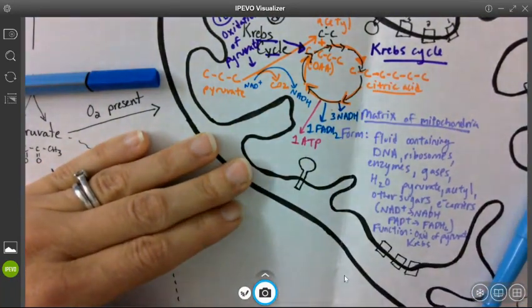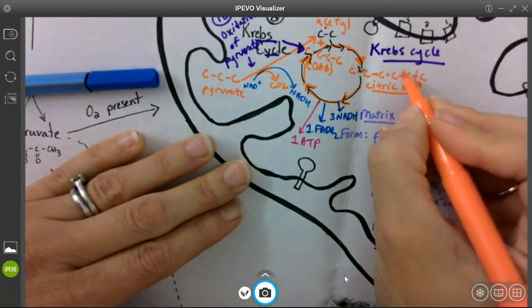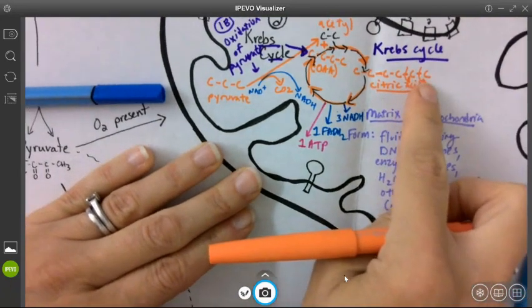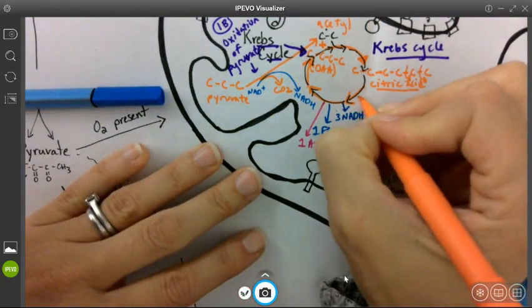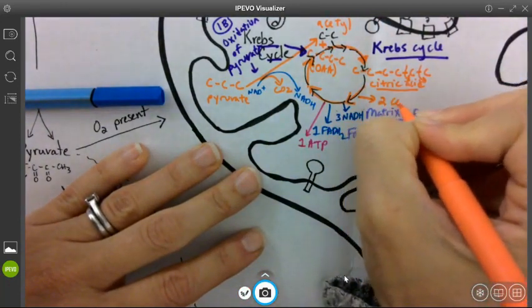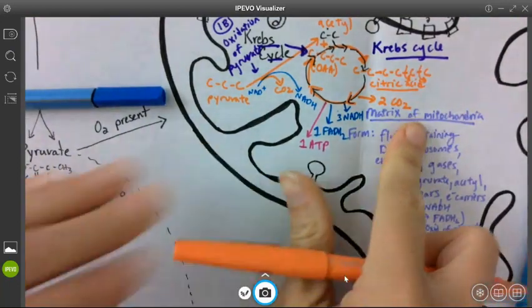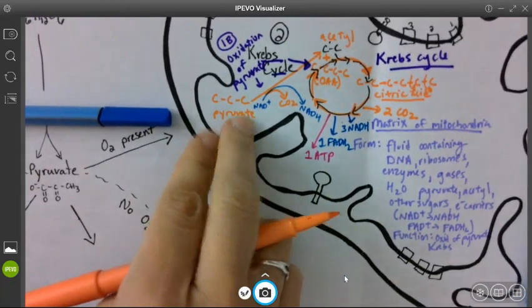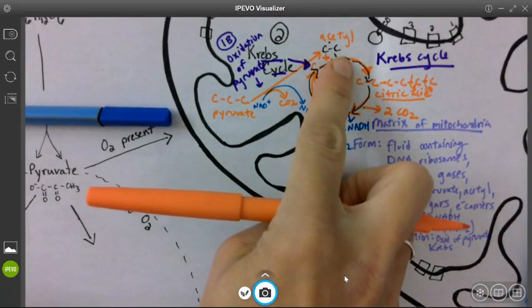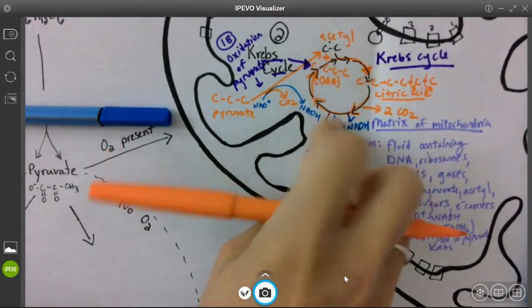As these carbons are breaking off, so that citric acid can be converted back into OAA, they leave as a waste product, so we also produce 2 CO2 here. So remember, in glycolysis, we produce 2 pyruvate. 2 pyruvate go through the oxidation of pyruvate, but only 1 acetyl enters the Krebs cycle at a time.